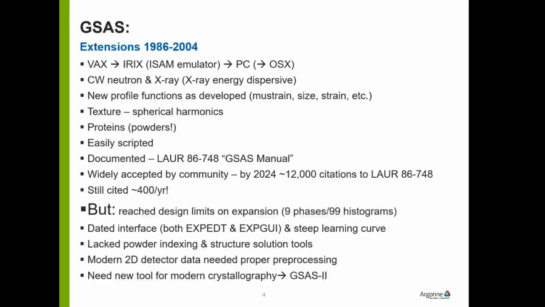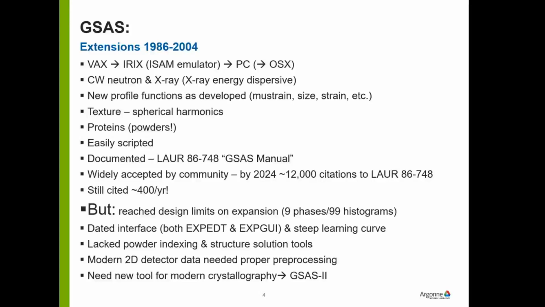So here we are, 1986 to 2004. VAX Fortran was then converted to IREX, and I had to write an ISAM emulator. So this is Unix or Linux. That allowed a version that was capable of running on a PC, and maybe on a Macintosh. Macintoshes are just strange. I thank Steve Jobs for that.